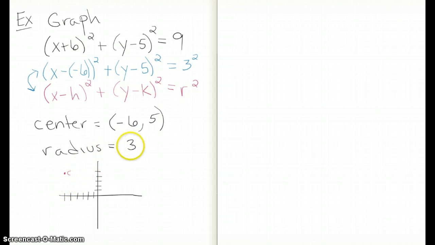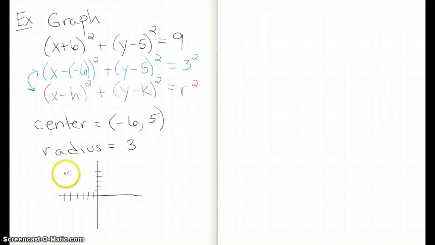Now, to do the radius, what I suggest doing is counting 3 units away in any direction you like, and that'll get you to a point on the circle. The best thing to do is go 3 units away in the easiest directions to count. Notice I could count 3 units to the right, 3 units to the left, 3 units up, and 3 units down, and I could put those 4 dots that result and then connect them smoothly with a circle. That might be the easiest way to go about doing this.